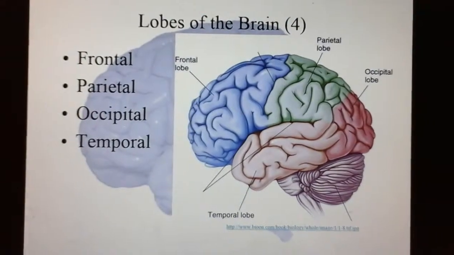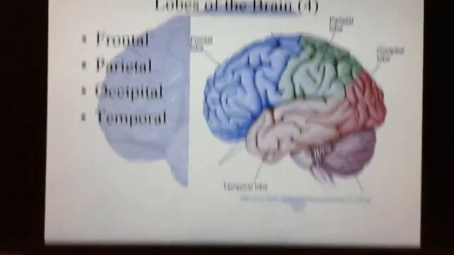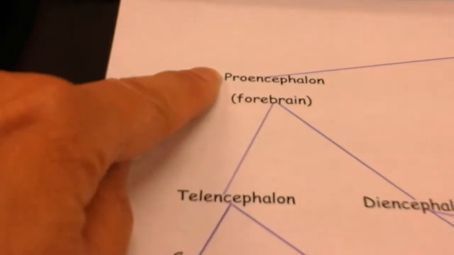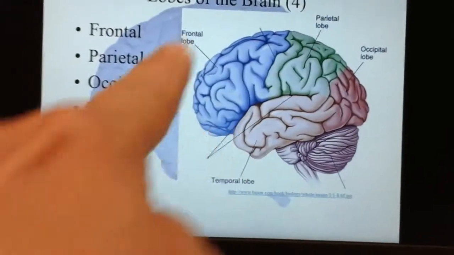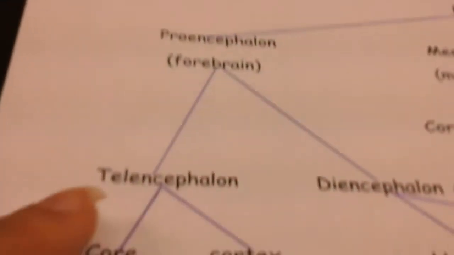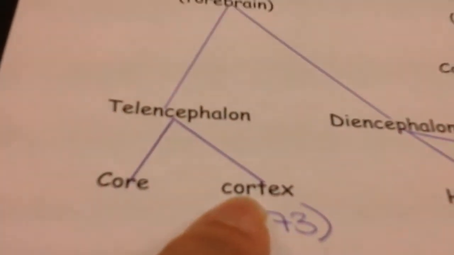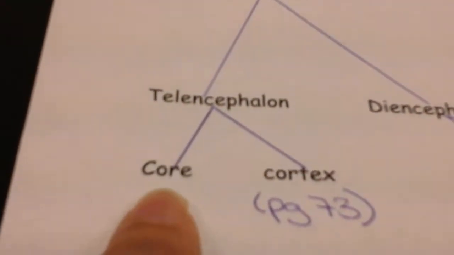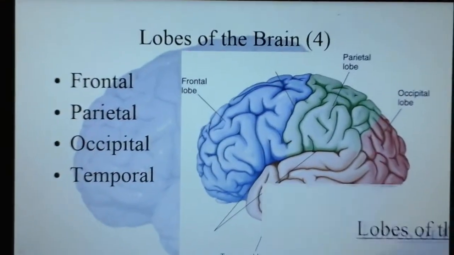And these all make up what we call the cortex, which is part of your telencephalon. Remember, the prosencephalon is your forebrain. That is all of this. And the cortex is mostly your four lobes. It's mostly the outside of your brain. And then the core, just like the core of an apple, that's going to be buried inside of the brain. So let's look at the lobes of the brain.